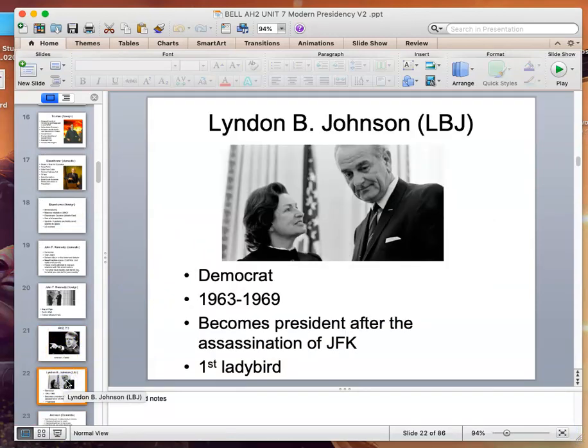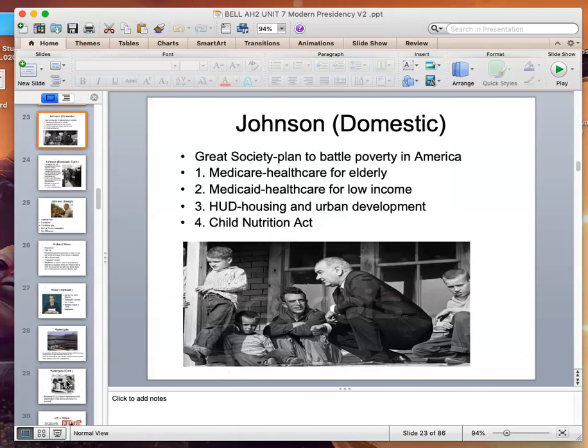Lyndon B. Johnson's a Democrat. He was JFK's vice president. Kennedy's assassinated November 22nd, 1963. Lyndon B. Johnson is sworn in as the next president. He runs for his own term in 64, wins, and decides not to run in 68. He is from Texas. His first lady's nicknamed Lady Bird. He loves beagles. He has several beagles who are his pets at the White House, most famously the beagles Him and Her. So that is Lyndon B. Johnson, kind of just an overview.